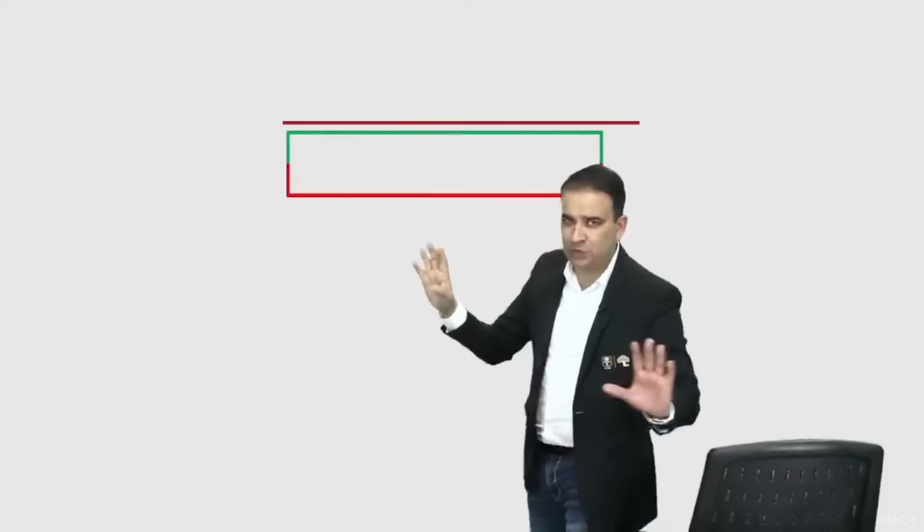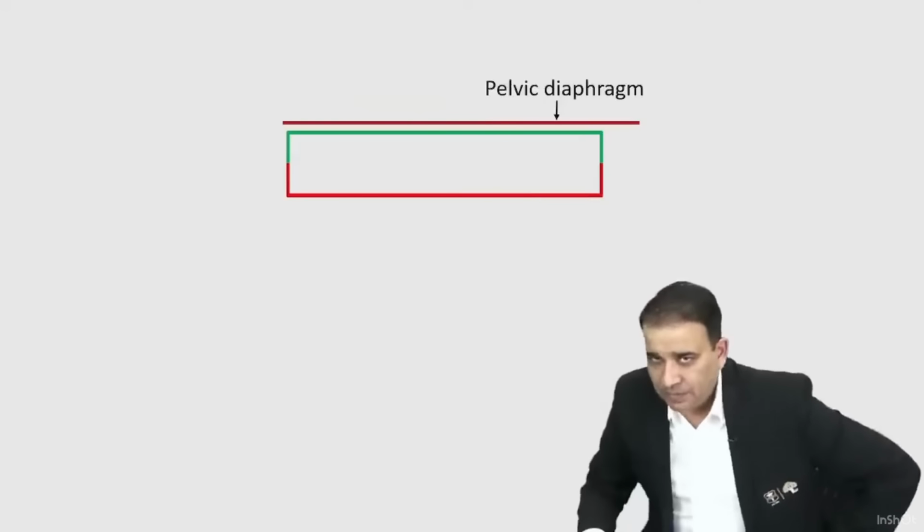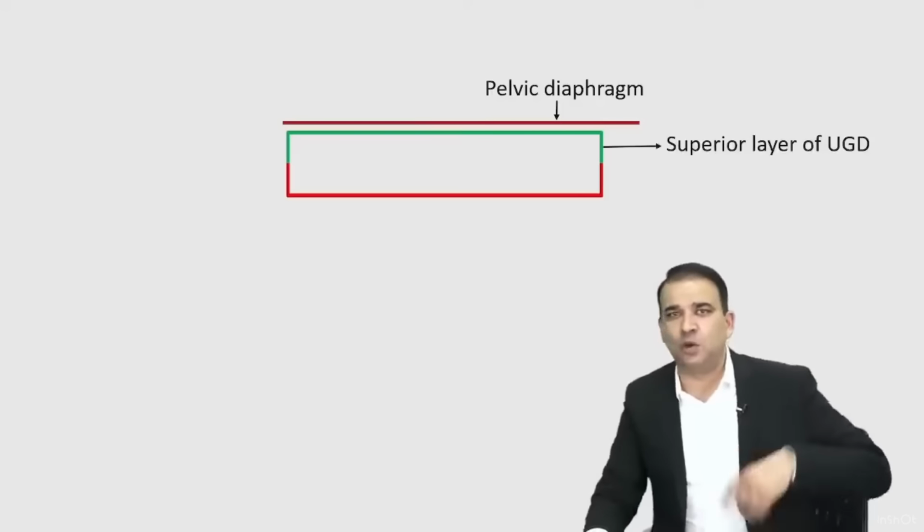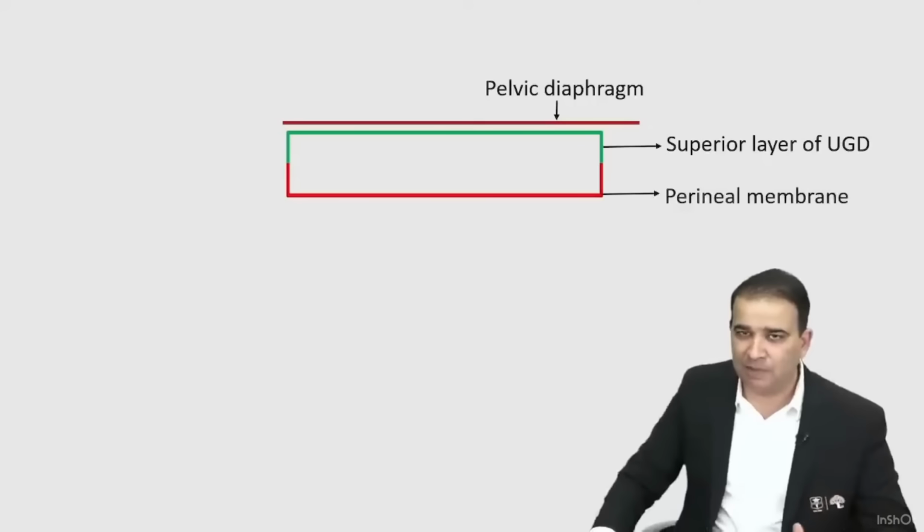Now, below pelvic diaphragm, we have a superior layer, and then we have an inferior layer of urogenital diaphragm which are fusing together. The superior layer and the inferior layer of urogenital diaphragm. Pelvic diaphragm is there, superior layer of urogenital diaphragm and inferior layer of urogenital diaphragm, which we also call the perineal membrane. That is also called a perineal membrane.